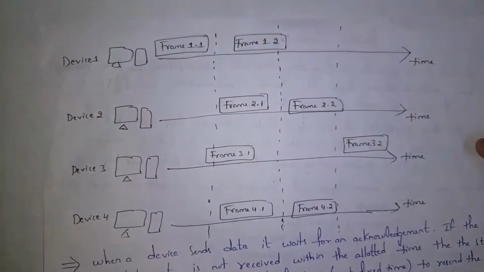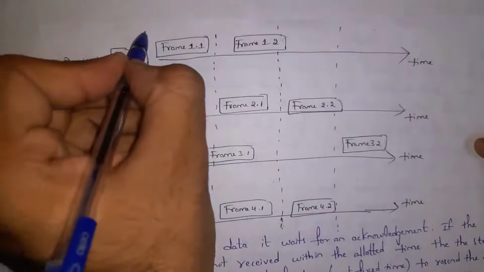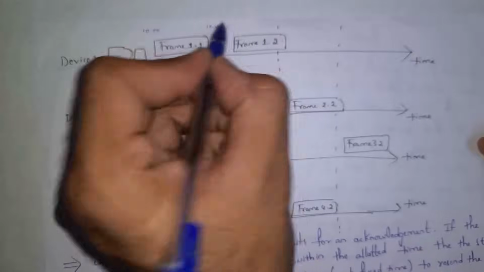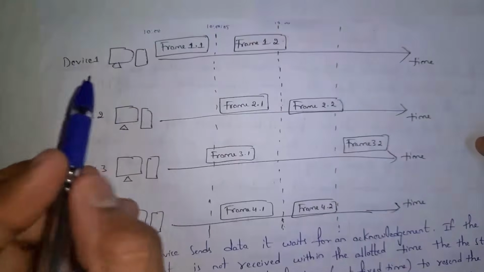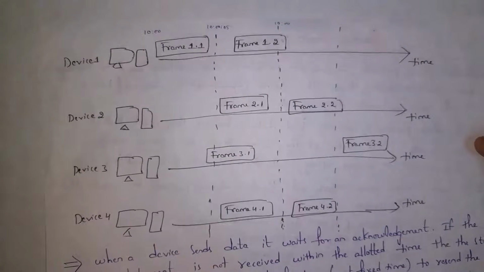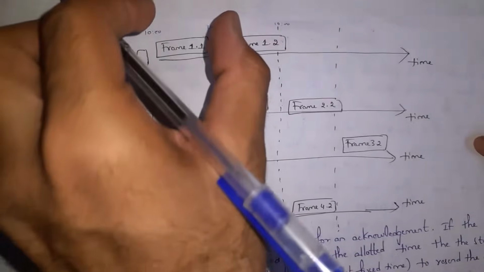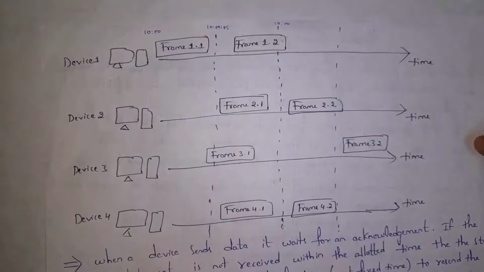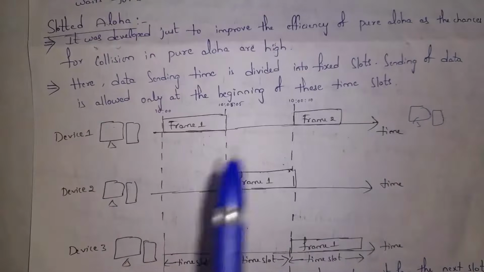As for example, if you consider pure ALOHA, let us say time is 10 o'clock. Here the second slot begins at 10.5 seconds and here 10.10 seconds. If you observe here, a device can send data at any time. They are not following any particular time slot. There is no rule that a device needs to send data only at the beginning of a time slot. So collision chances are very high. And even in slotted ALOHA, collisions will occur.